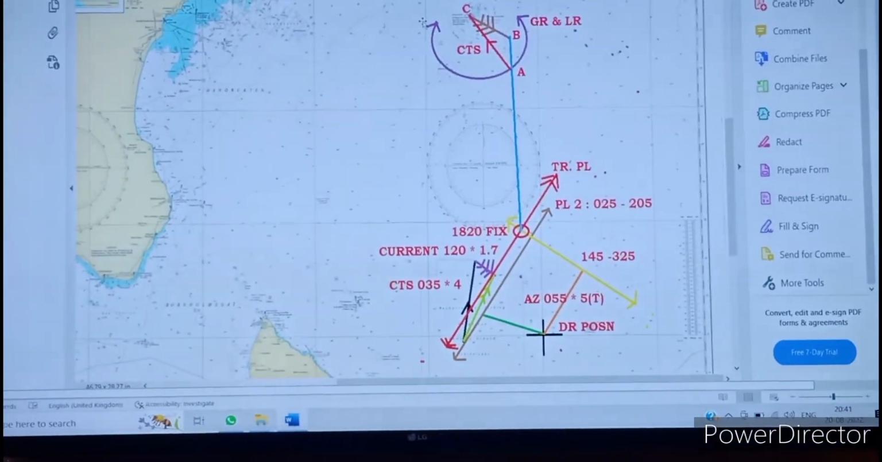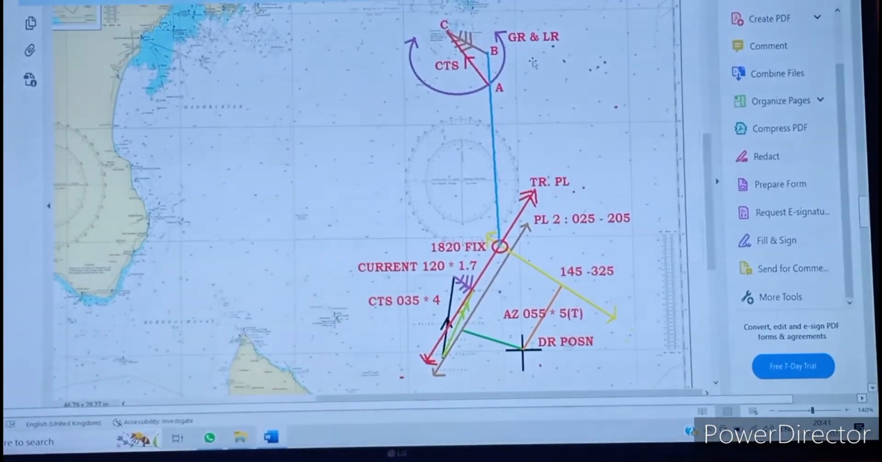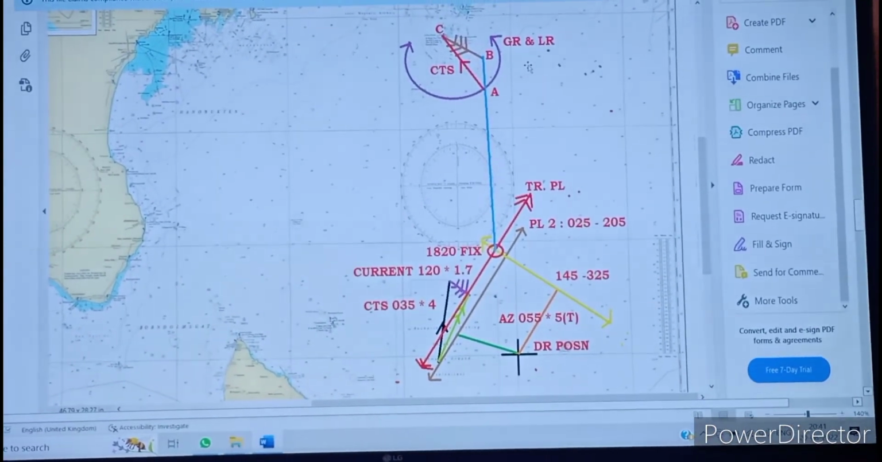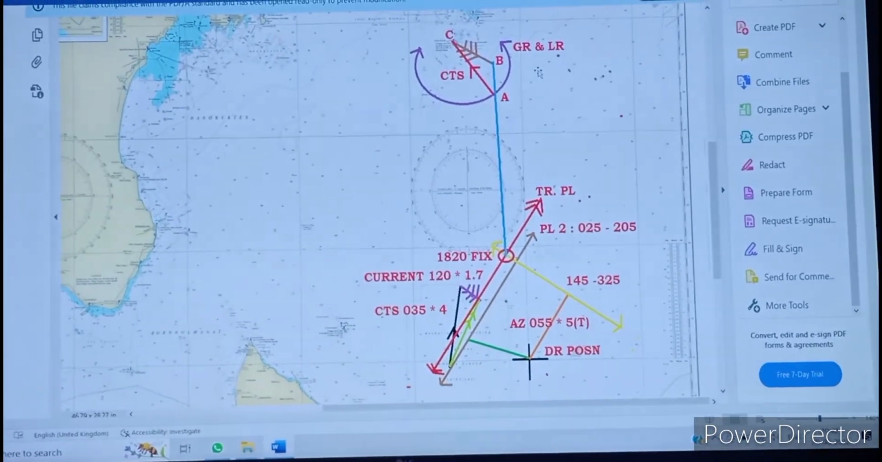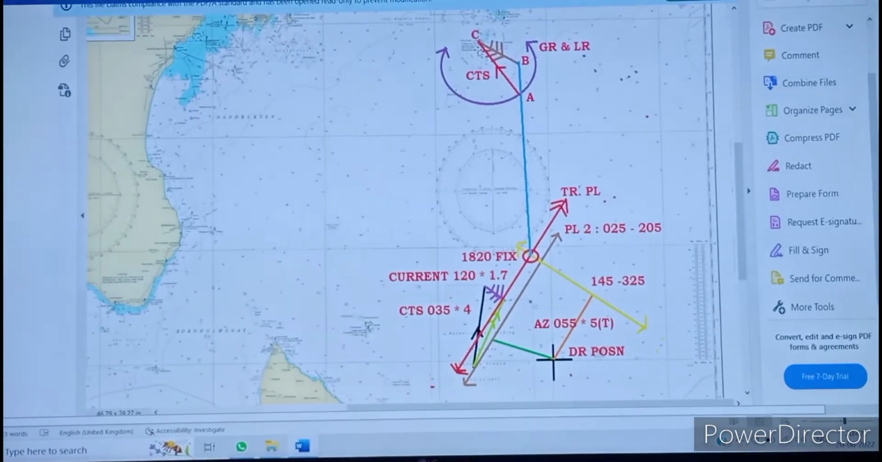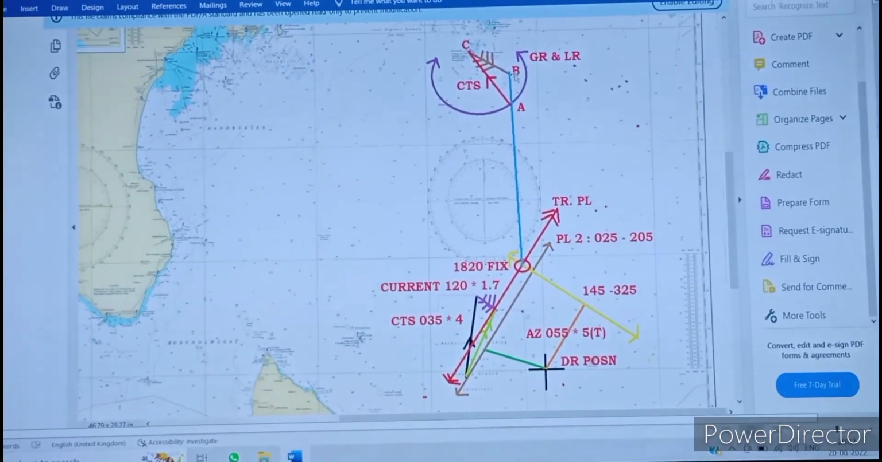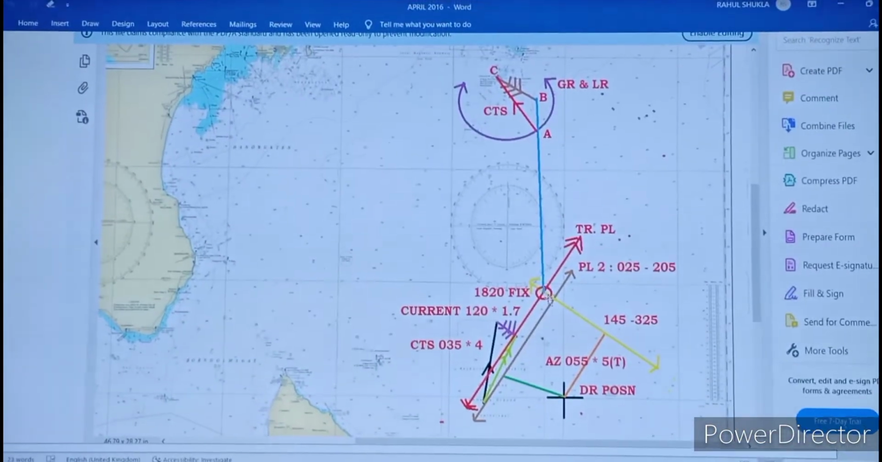Now we calculate the GR and LR value with this lighthouse. You already know how to calculate GR and LR value. For the GR value, use the formula. For the LR value, use the graphs. Then you draw this position circle, and from the center you draw this current, and from the 1820 hours fix you draw and join this current.